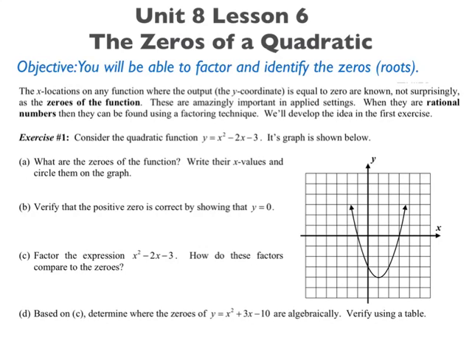Exercise number 1. Consider the quadratic function y equals x squared minus 2x minus 3. Its graph is below. What are the zeros of the function? Write their x values and circle them on the graph.